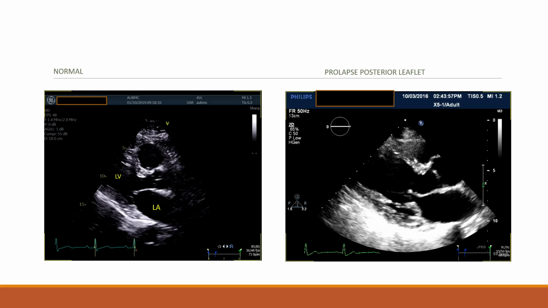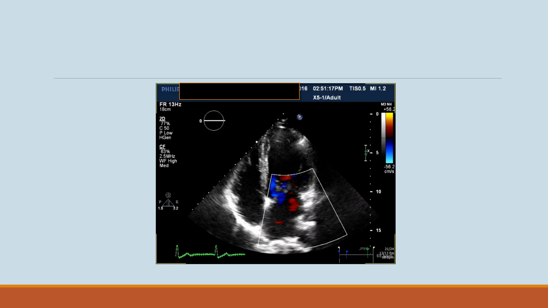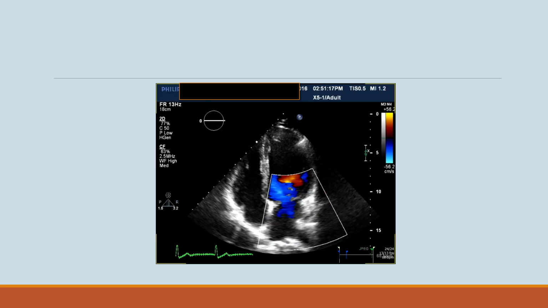What about on the right side? Notice that the posterior mitral leaflet is longer than the one on the left, and it forms a sort of hook in systole. It's curved inside into the left atrium in systole. So this is what you call mitral valve prolapse, and it's associated with various degrees of mitral regurgitation. This is how mitral regurgitation will look by color flow Doppler.